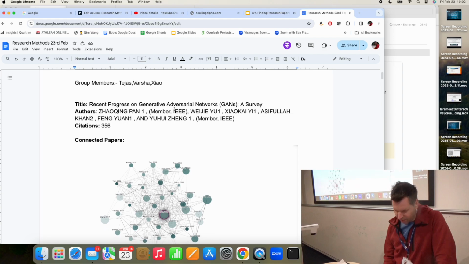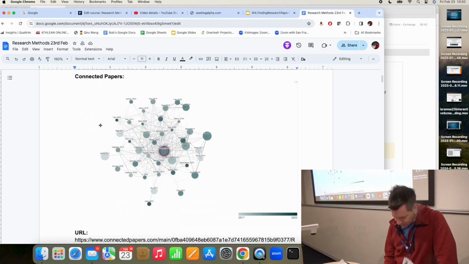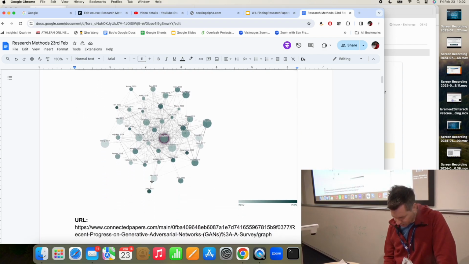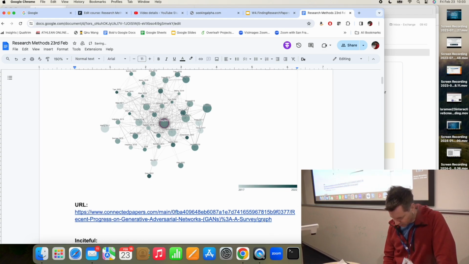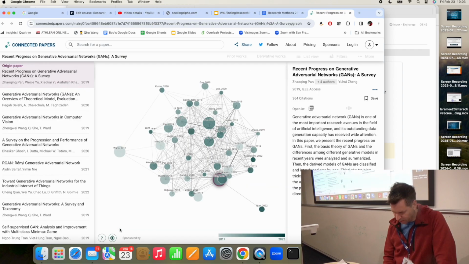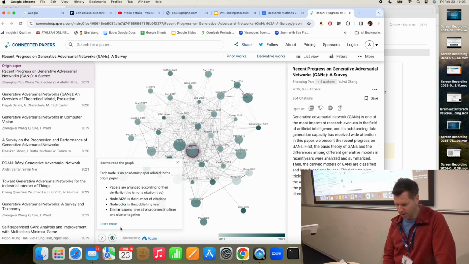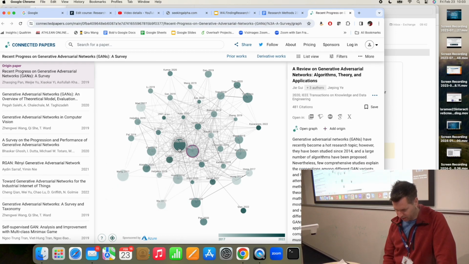Okay, so that's a lot of citations, by the way. 356. Okay, I think I should be able to look at this. So there it is on Connected Papers. That's nice. And I can click on the other things.